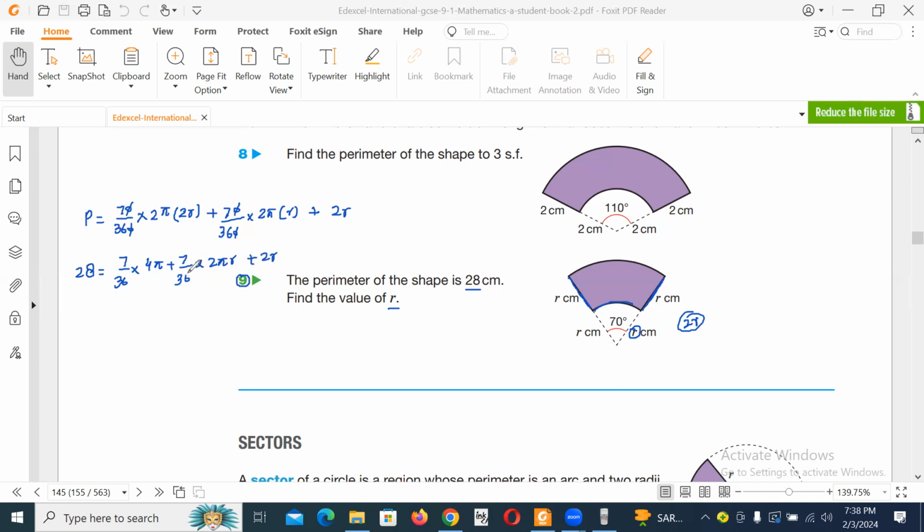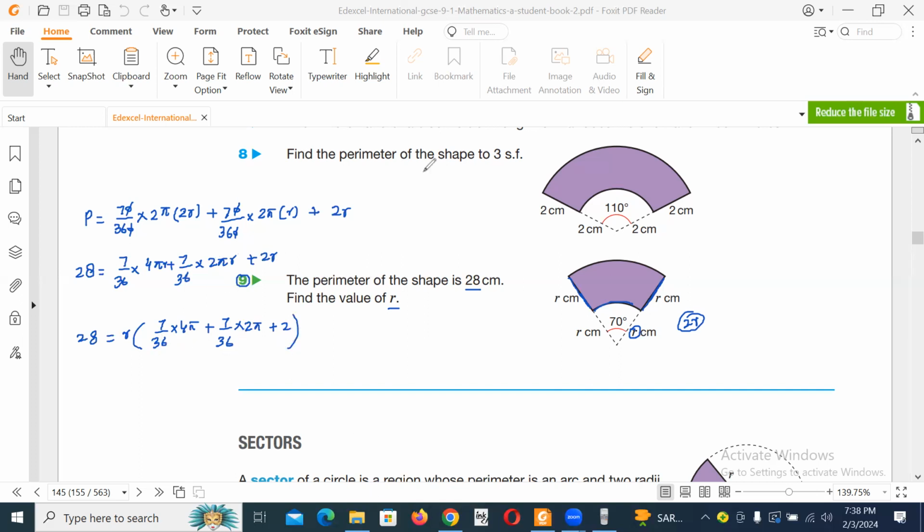So remember that here, okay, we can check in the calculator as well. And remember that r we have in all the cases, we can take r common. Here we have 4 pi r. So if I take r common, because we are looking for r, we have 7 over 36 multiply 4 pi plus 7 over 36 2 pi plus 2. I took the r as common.